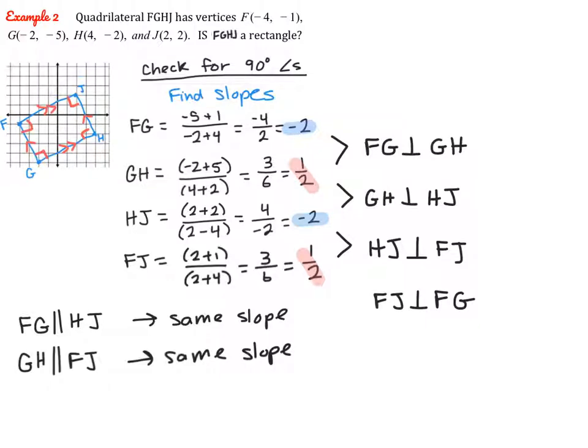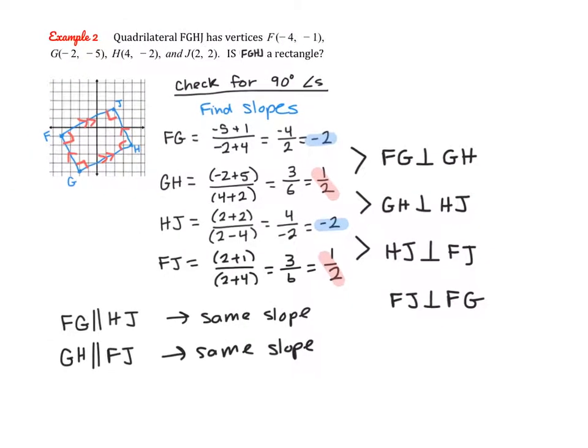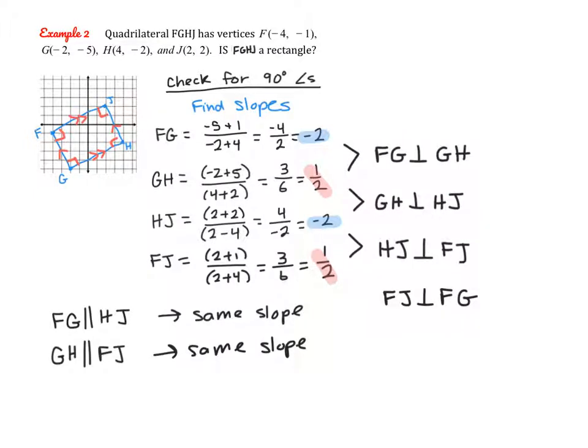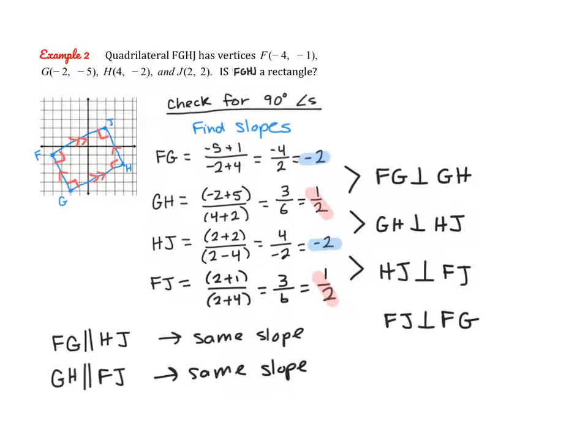So we have shown that all 4 of those angles are right angles. So since we know that the opposite sides are congruent, and we also know that all 4 angles are 90 degrees, we have effectively showed that FGHJ is a rectangle.